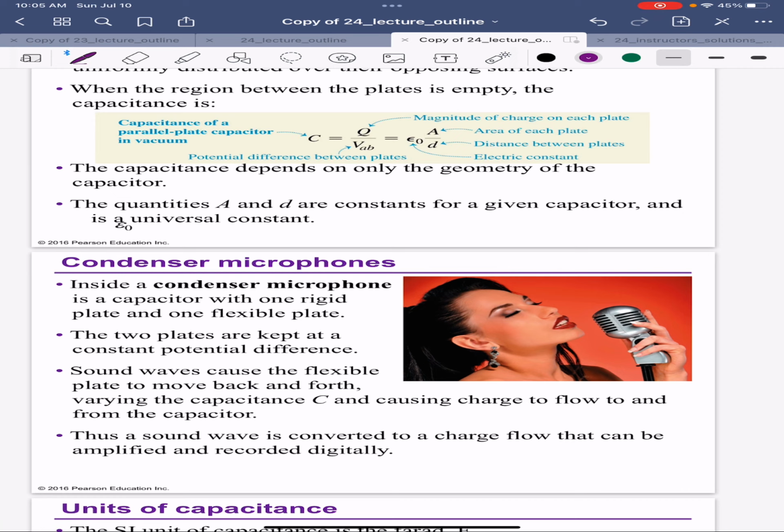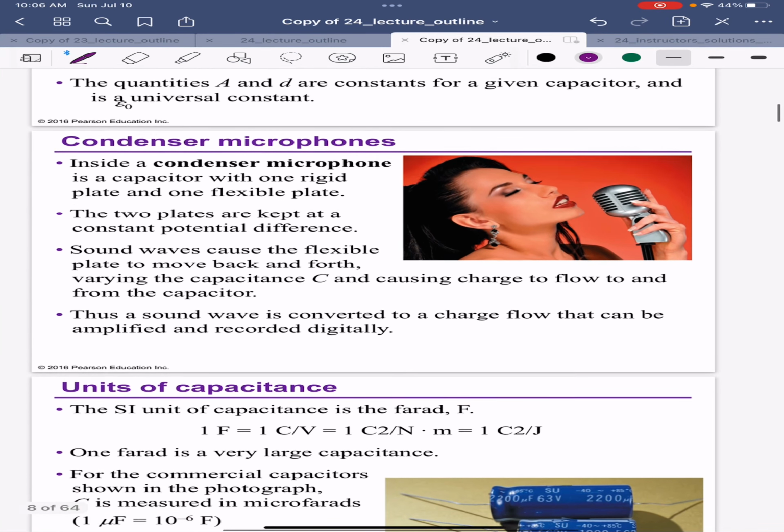This is another application here, condenser microphones. Inside a condenser microphone, there is a capacitor with one rigid plate and one flexible plate, and the two plates are kept at a constant potential difference. Sound waves cause the flexible plate to move back and forth by vibration, because remember, sound is creating vibration, and that is making the capacitance C change and causing charge to flow to and from the capacitor. And thus, the sound wave is converted to a charge flow that can be amplified and recorded digitally.